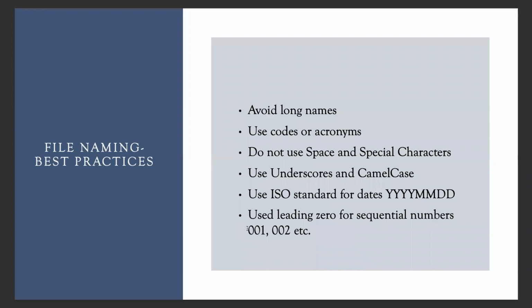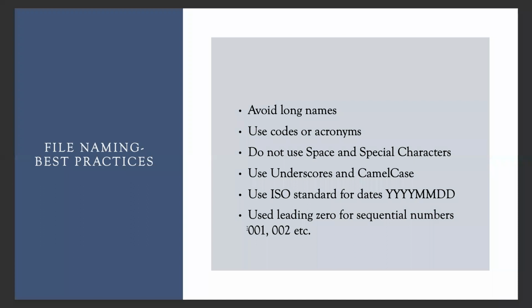Use underscores and camel case. So camel case is essentially using two words without space, like the camel case is written, right? So camel and case, so two words without the space in between, and just using a capital letter for the second word so that people can read it as two different words but still not use any space in between. So that's something you can use.